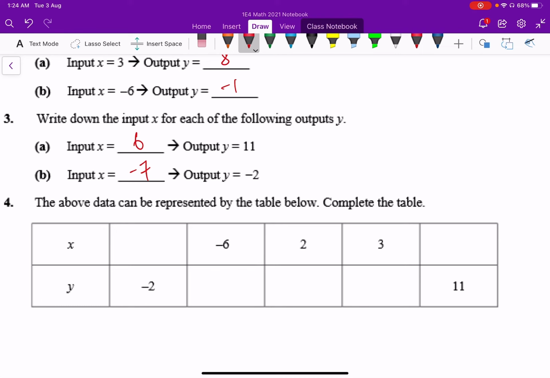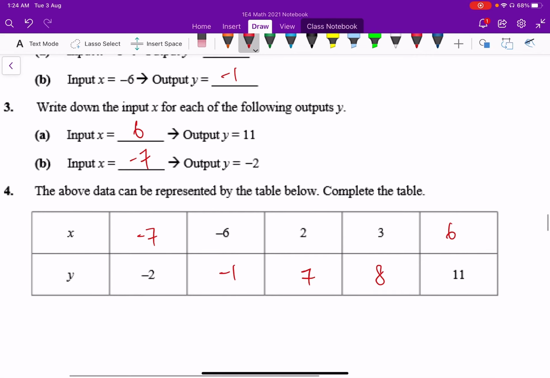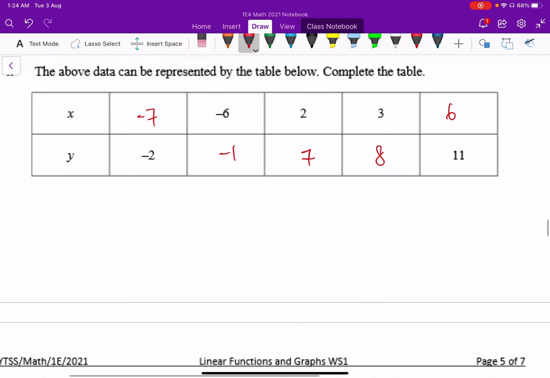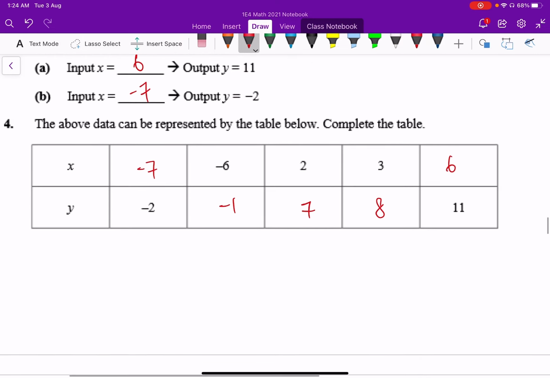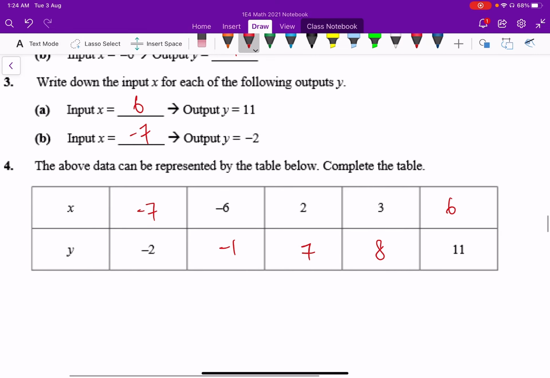So I'll give you the answer now: -7, -1, 7, 8, and 6. The next page, number 5, I will do another time, or rather in another video.